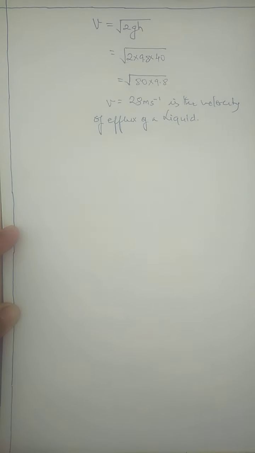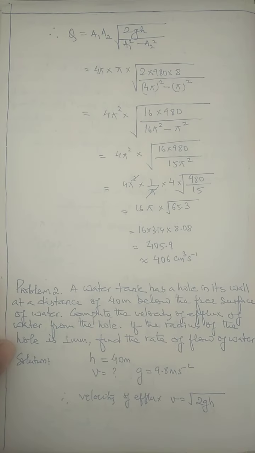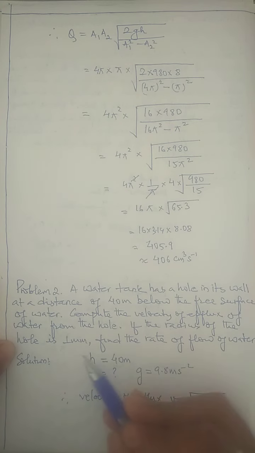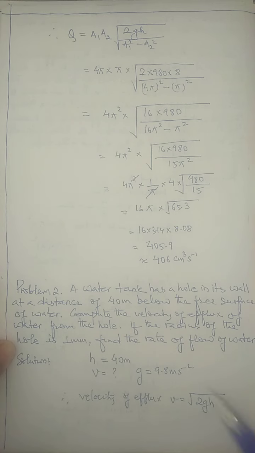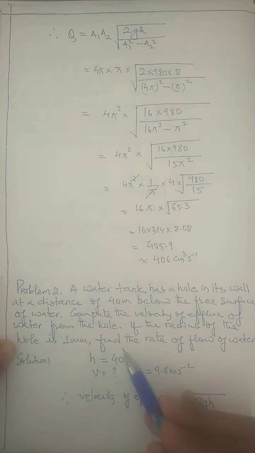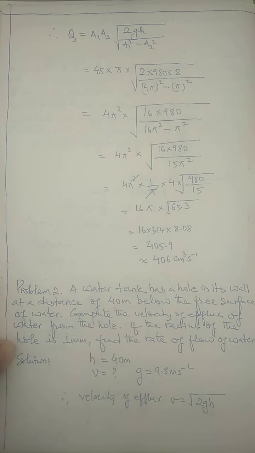Now this is the first part of the question. Now we have the second part also. In the second part, it says that the radius of the hole is 1 millimeter, then find the rate of flow of water. The rate of flow of water is nothing but the product of area into velocity, because area into velocity means the volume flowing per second, and that is the rate of flow. So we need to calculate the rate at which the water will flow.